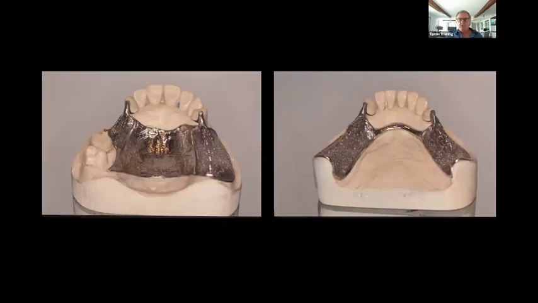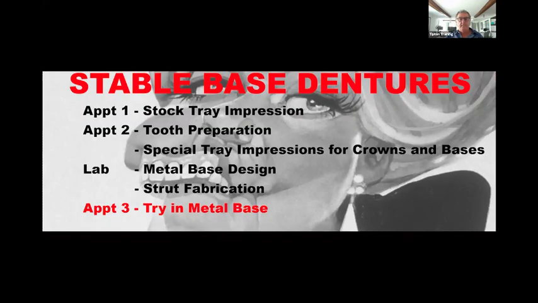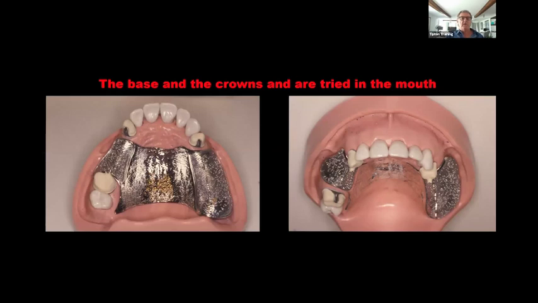Okay, our next stage is going to be to take this now back to the mouth. So at this stage, we're going to try in the metal base, and we're also going to try in these struts. The first thing for appointment number 3 is trying in the metal base. So we'll try in the crowns, okay? These crowns at the moment, unless they are in the biscuit make, in which case we can try them in and adjust the occlusion. At this stage, there's no need to adjust the occlusion because these have just got opaque on and they should not be in contact with the opposing dentition at all.